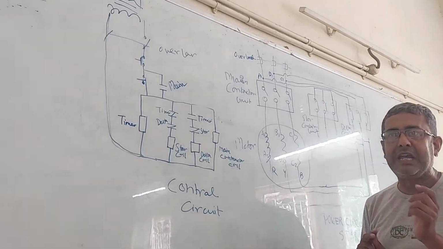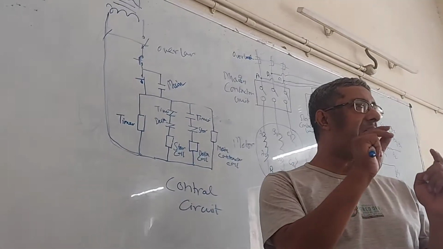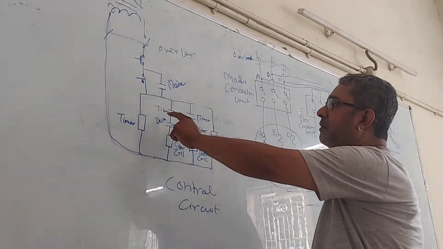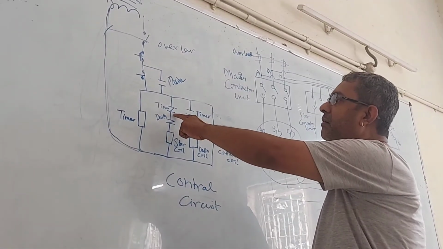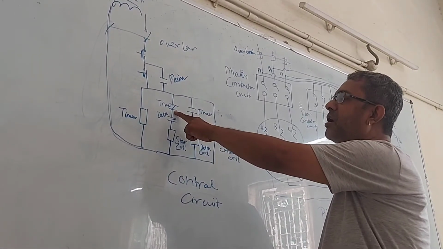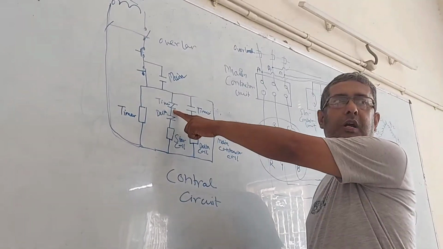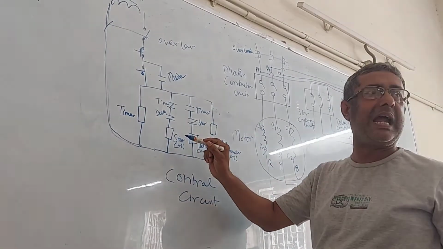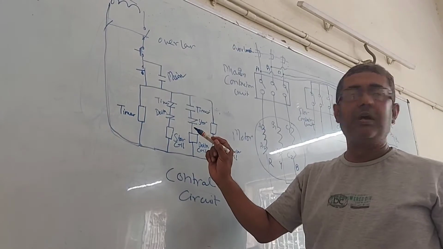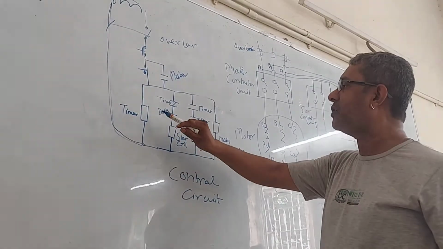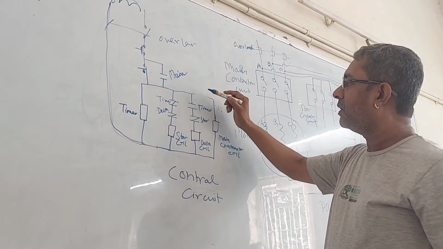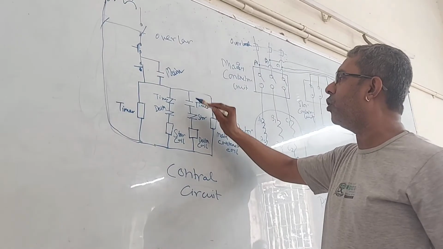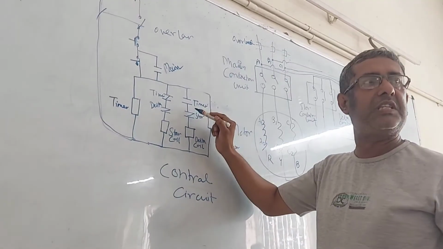Now after a certain period of time, as I have set the timer, what will happen when the timer actuates? The timer actuates, this NC contact will be converted into NO contact, and so current will not flow through this circuit, and so the star coil will drop out now. And after the timer has actuated, this timer contact will close and current will flow through this circuit.